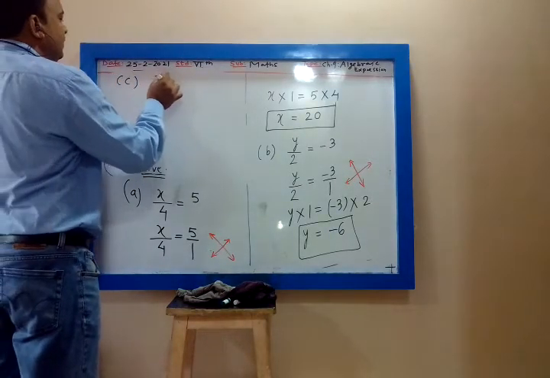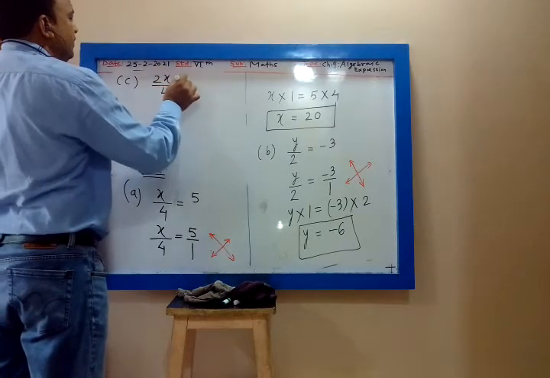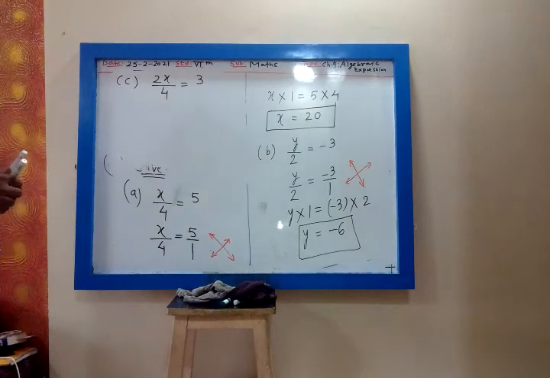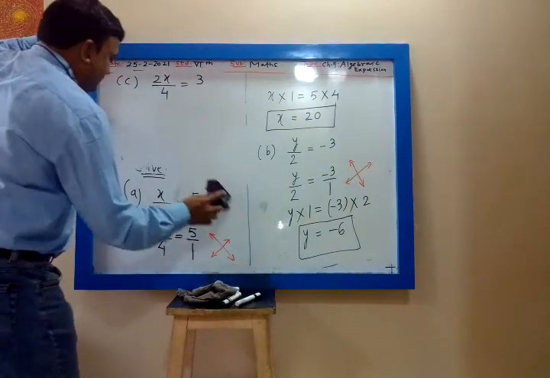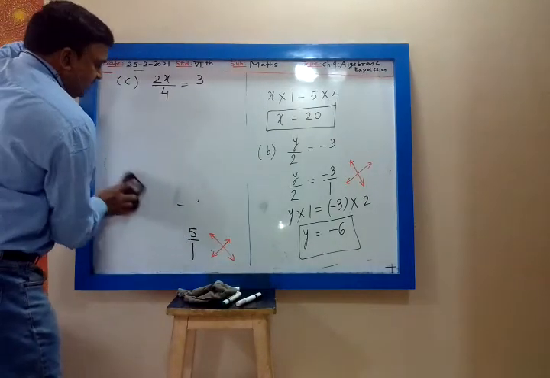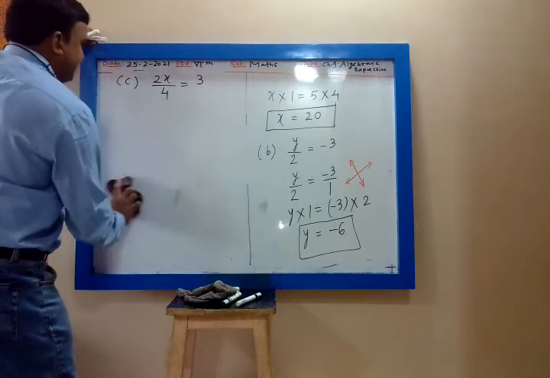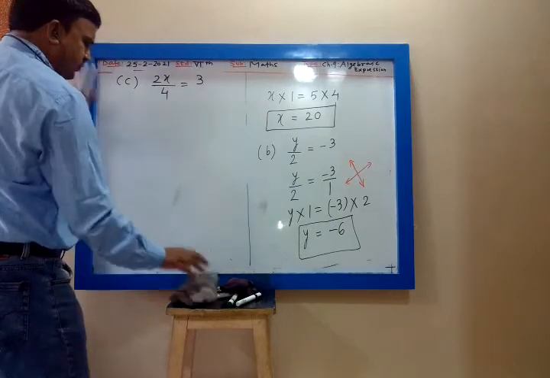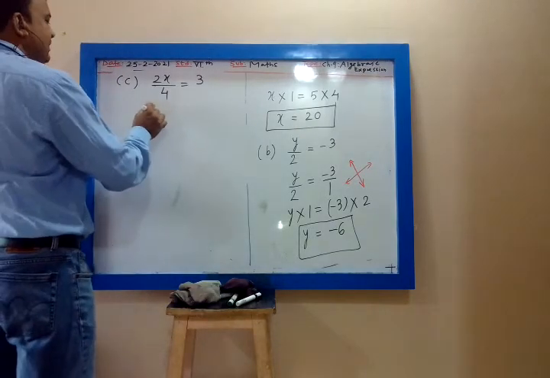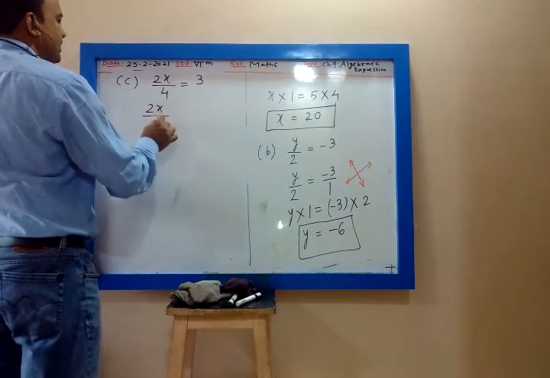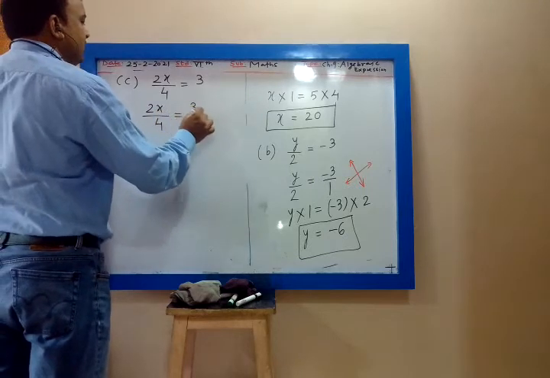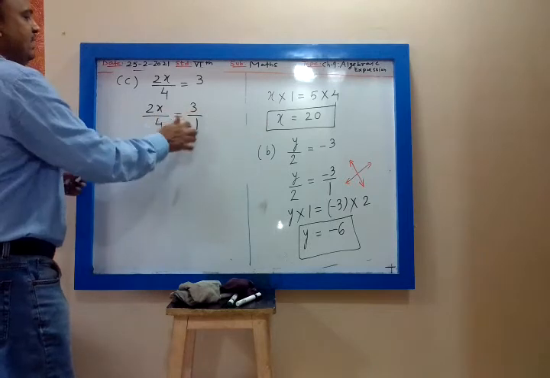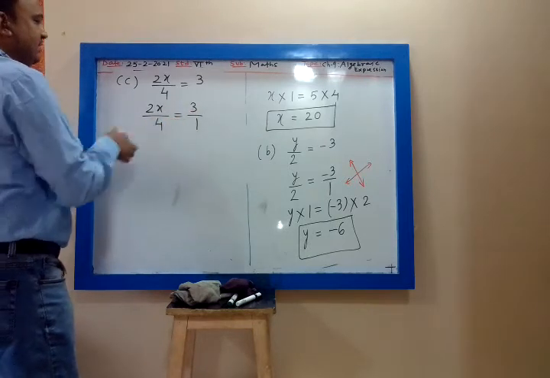2x upon 4 is equal to 3. Now this is my fraction. Left hand side is a fraction. Right hand side is not a fraction. So to make this a fraction, we write this as 2x upon 4 is equal to 3 upon 1. Now my left hand side is a fraction, right hand side is a fraction, and there is equality of fractions.